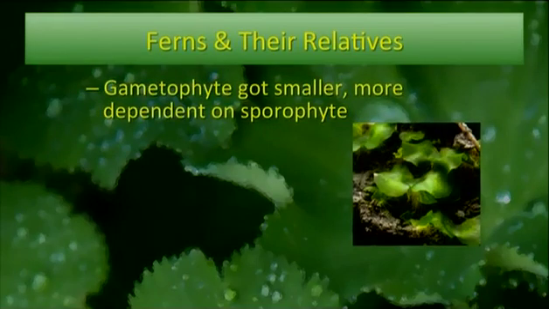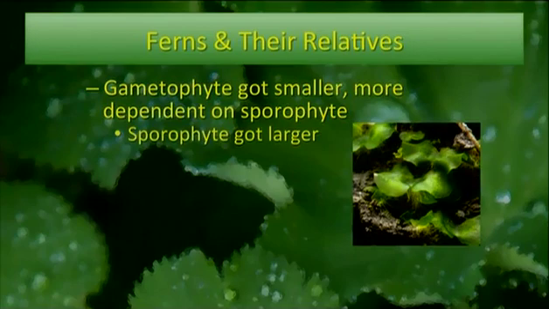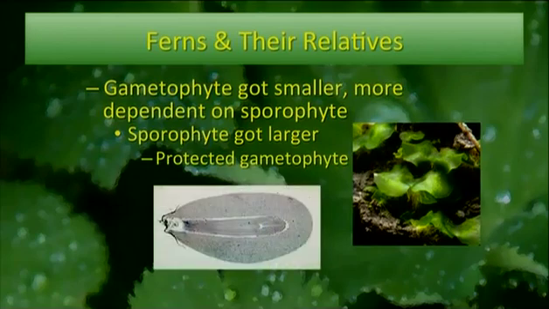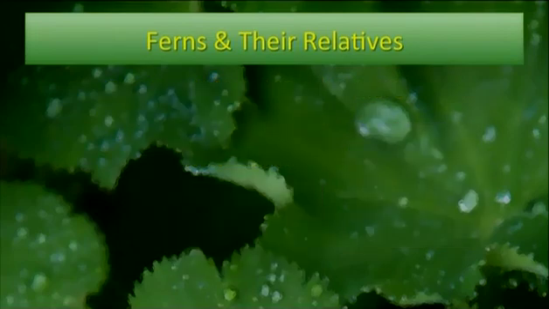In terms of ferns and their relatives, the gametophyte got smaller and more dependent on the sporophyte. The sporophyte got larger. Here you see some heart-shaped gametophytes of ferns. This protects the gametophyte. There's a little embryonic plant there in that structure.